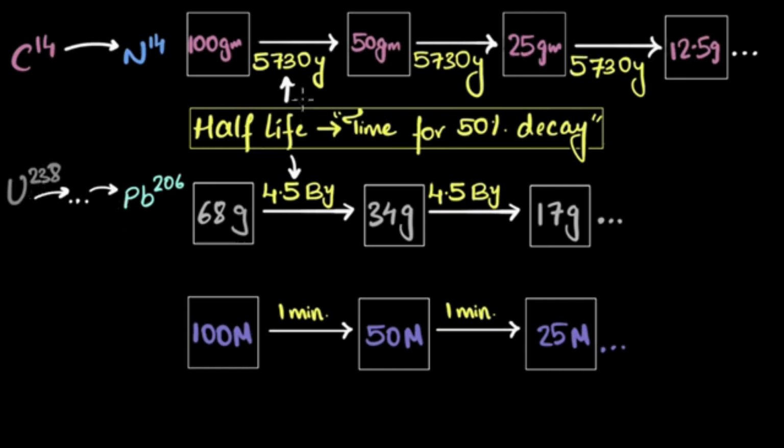This also means that the half-life of a radioactive sample is fixed. For example, carbon-14 always has a half-life of 5,730 years, period. It doesn't matter how much carbon-14 you take, under what conditions you take it, none of that matters. Similarly, the half-life of uranium-238 is always going to be 4.5 billion years, done.